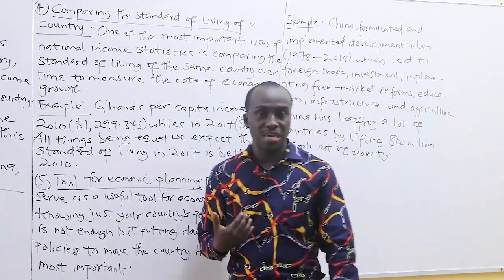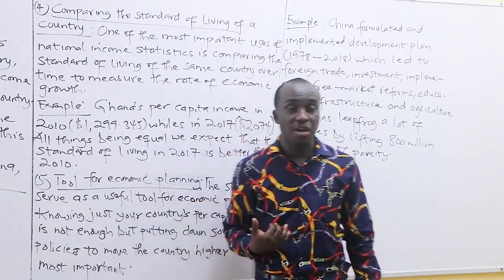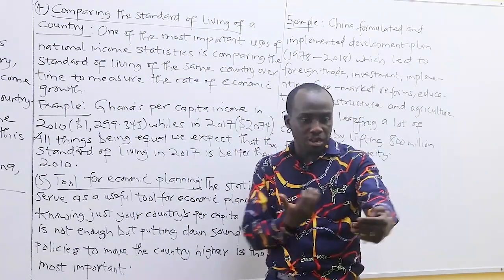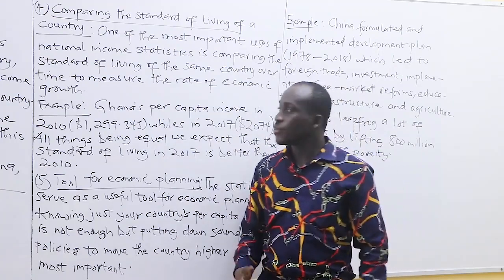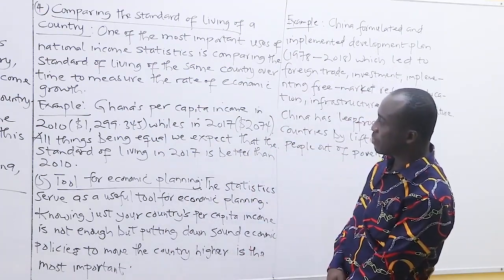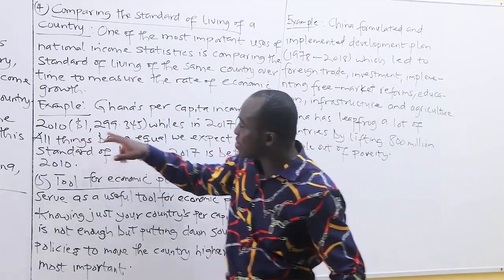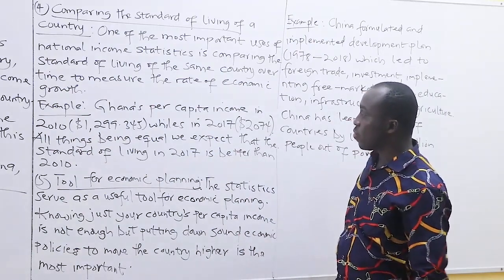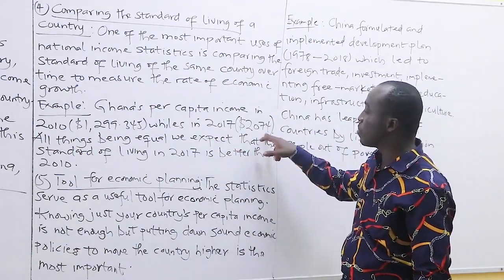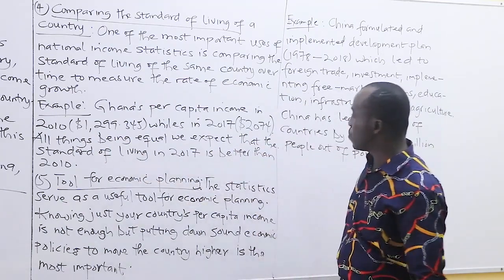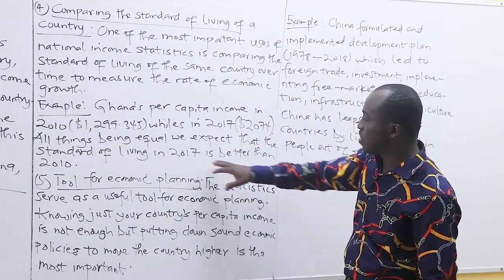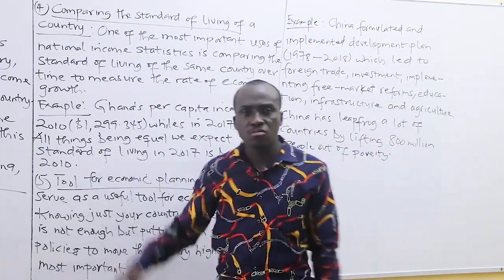Have we moved backward? From 1957 to 2000 to 65 years, you can compare the per capita income over the period. Have we moved forward or have we moved backwards? For example, Ghana's per capita income in 2000 was $1,299, whilst in 2017 it was $2,704.